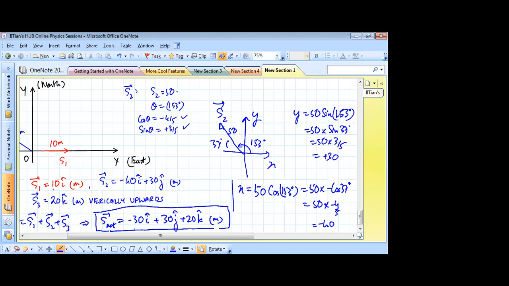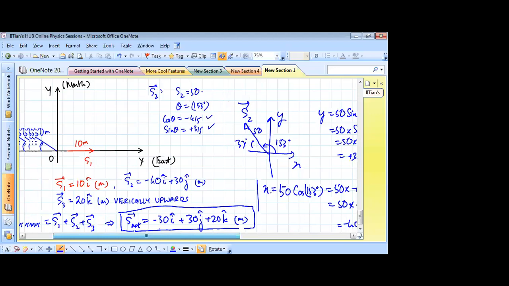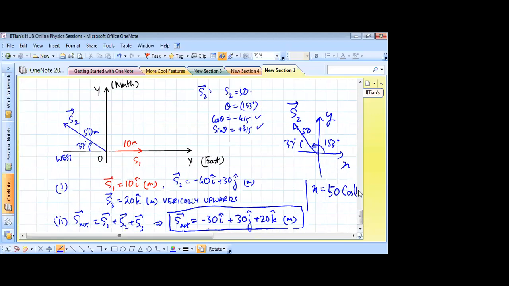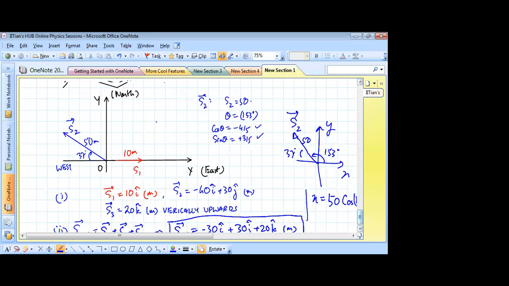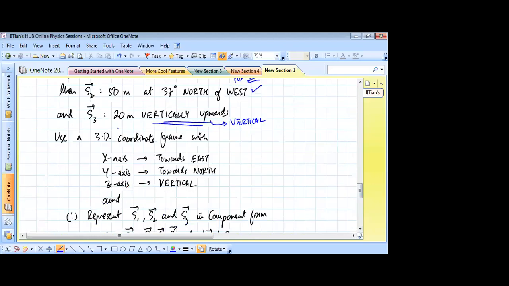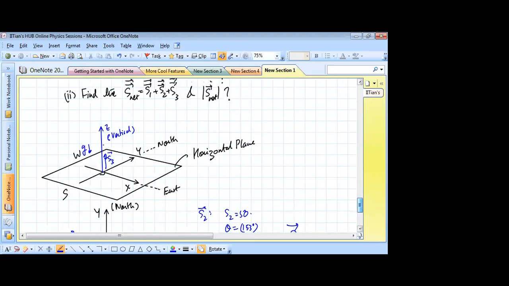How did we calculate the component form, Ritika, of S3? See, S3 is the vector which is lying along the z-axis. It's given to us in the question that the vector S3 is vertically upwards and it's of 20 meters. Okay. So come back to this diagram, you will understand where S3 is lying. It's lying along the z-axis. It does not have any horizontal component, so it does not have any xy component.